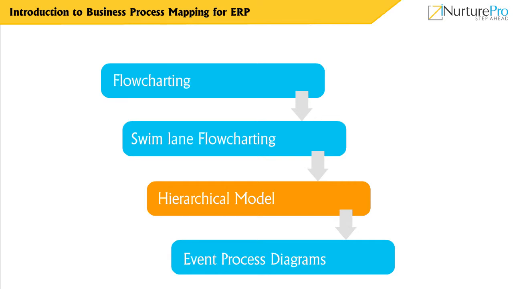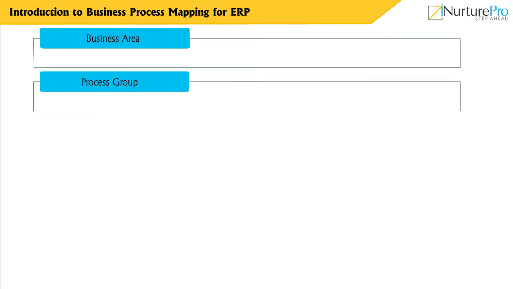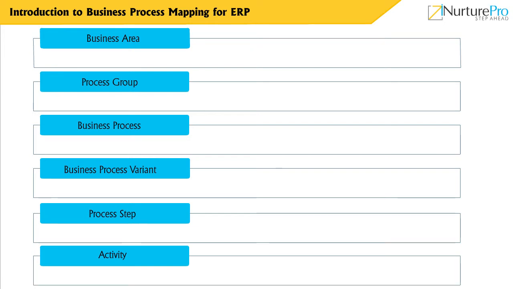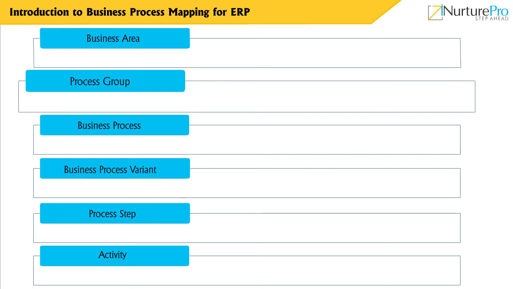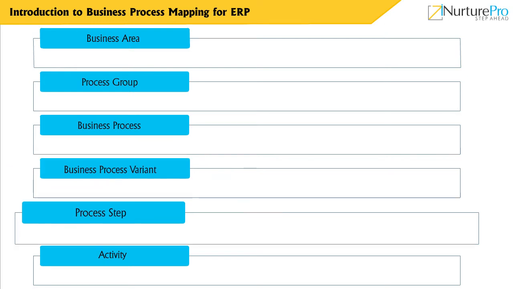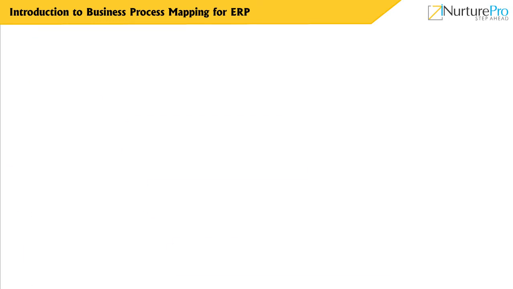The hierarchical model divides complex processes into smaller parts. The hierarchical model follows a principle called from abstract to concrete, which means it provides information about the processes at different levels. The hierarchical model is defined by its levels and the information given in the levels. The different levels of this model are business area, process group, business process variant, process step, and activity.